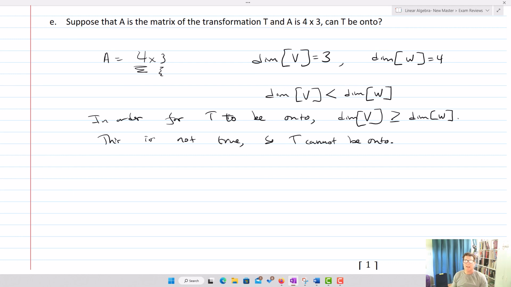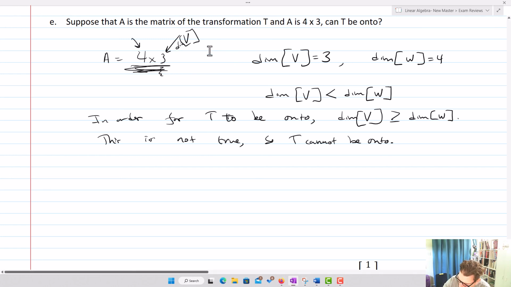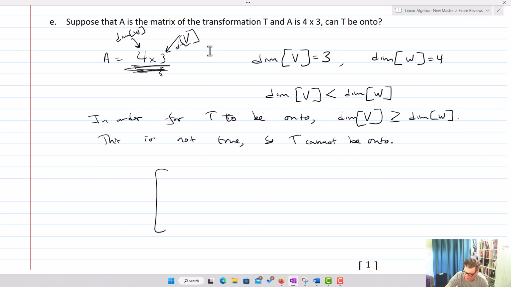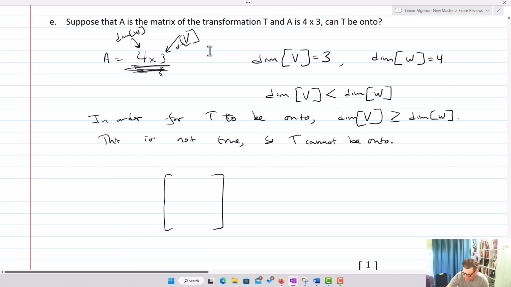That's it. So first thing to notice about this is that when we have our matrix of the transformation, the dimension of V is going to be the number of columns, and the dimension of W is going to be the number of rows. If you're having any problems with that, sometimes I draw out a picture. So actually, I'm going to make it 4 by 3.